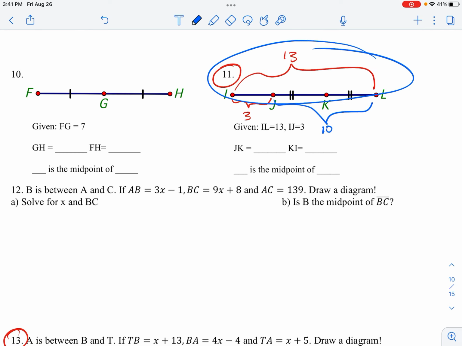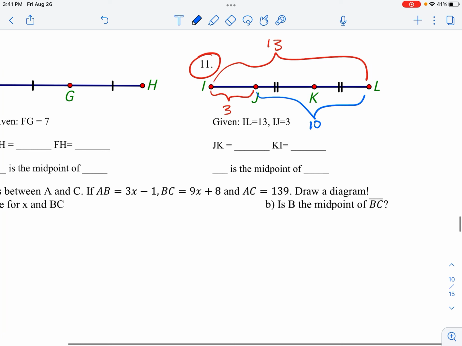3 plus 10 have to make that 13 for this full length, which also means we have a nice little 2 ticks, which give us a huge clue on what these lengths should be. JK, well, K, that means is directly in the middle. JK has to be halfway between J and L, half of 10, which makes this 5.